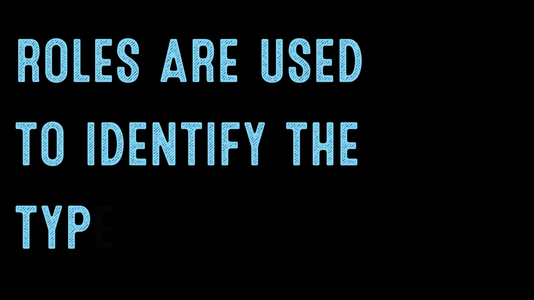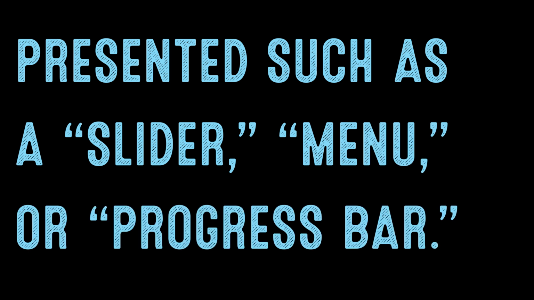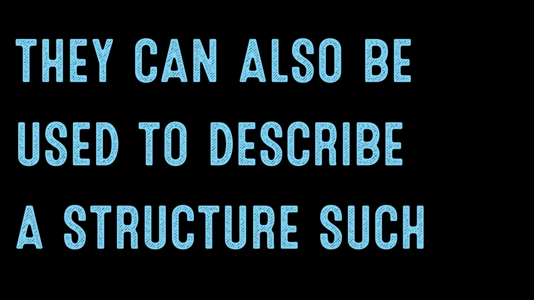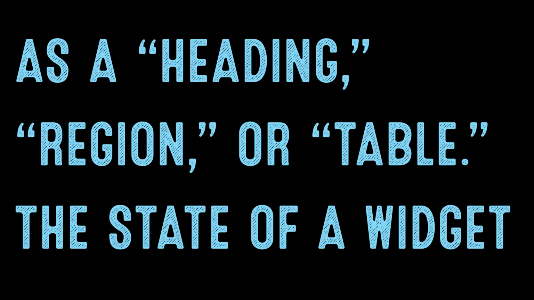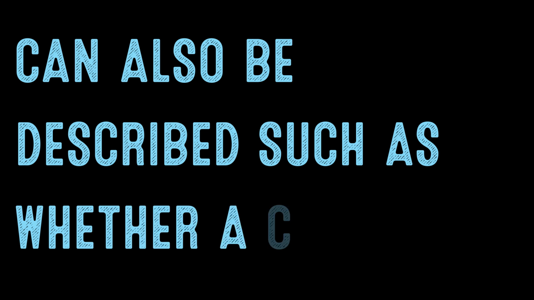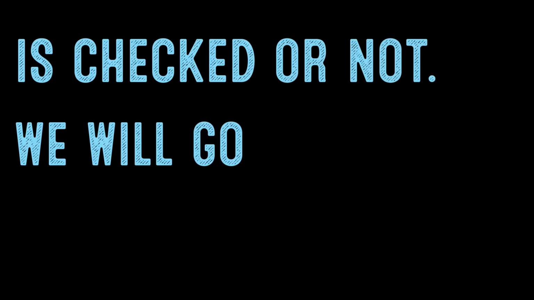What are roles? Roles are used to identify the type of widget presented, such as a slider, menu, or progress bar. They can also be used to describe a structure, such as a heading, region, or table. The state of a widget can also be described, such as whether a checkbox is checked or not.